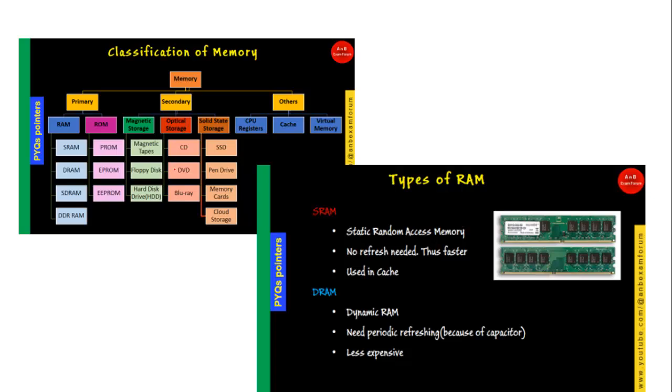All these things we have covered in our memory theory chapter. You can see where we have discussed the difference between SRAM and DRAM, and where we discussed that DRAM, dynamic RAM, basically needs periodic refreshing because of the capacitor. Whereas in static RAM there is no refresh needed, since they are faster, but they are very costly and used in the cache memory.